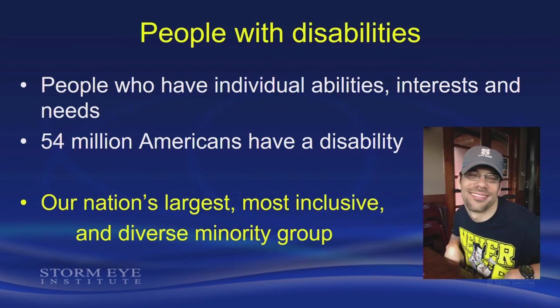Now, people with disabilities, I like to refer to them as people with other abilities. They have as many varied interests as those of us in the room. They have a lot of abilities, a lot of things they can do well. It's 54 million Americans who have a disability. It's the largest, most inclusive and diverse minority group we have.